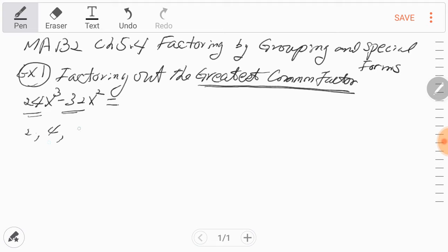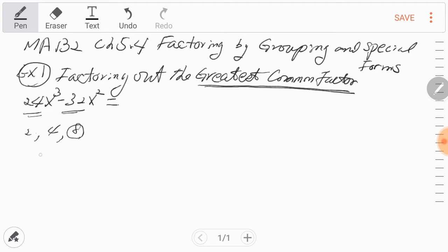Okay, how about 8? 8 can divide 24 and 32. And is there any common factor that is greater than 8 for these two numbers? No, this is the largest one. So 8 is the greatest common factor.